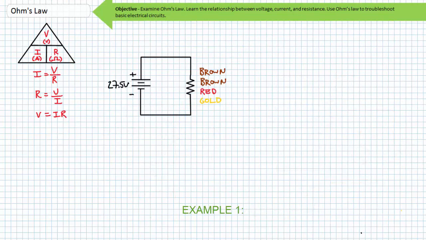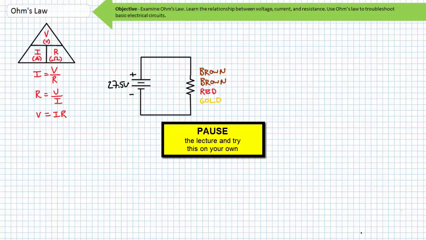Here's our first example. It's a 27.5 volt voltage source supplying current to a resistor with a 4-band color code, brown, brown, red, gold. Determine the magnitude and direction of current flow through this resistor. Do not just sit there and wait for me to guide you through these illustrated example problems. Pause the lecture, take out your paper, pencil, and scientific calculator and take your best shot.